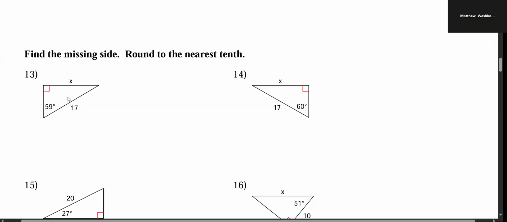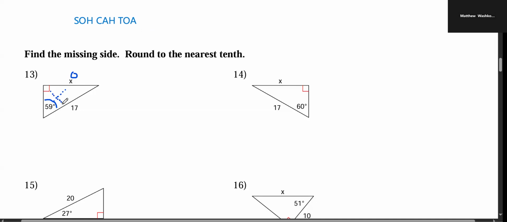Hello. For question 13, what I have here is an angle. The second I have an angle, I know I'm using trigonometry, SOHCAHTOA. So first I need to label my triangle. If this is the angle I'm given, what's the side opposite of this? It's this one. This is my opposite.